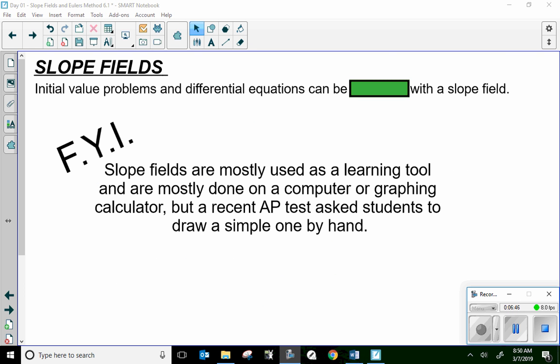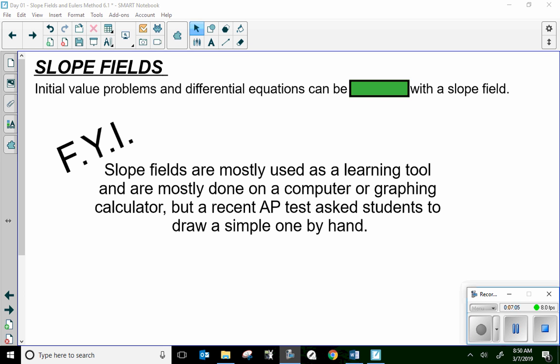Slope fields. Awesome. And by awesome, I mean not awesome. They're not difficult. You've got to be patient. You've got to go through it very carefully. Make sure you don't make a quick mistake because it's a lot of simple algebra. So don't make any mistakes by going too fast. Take your time. All right.